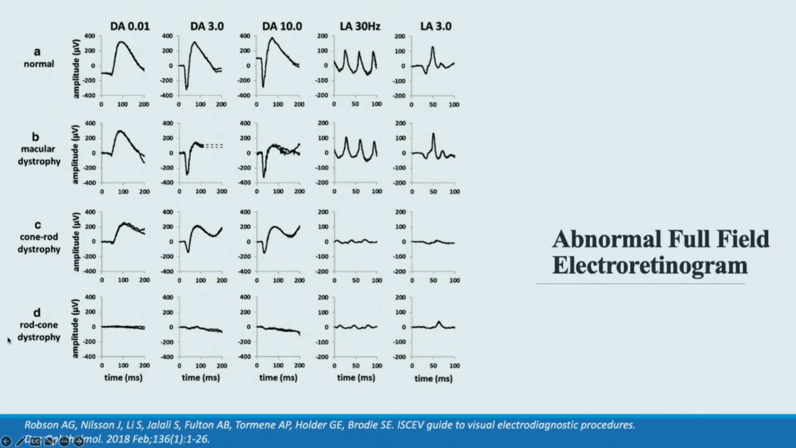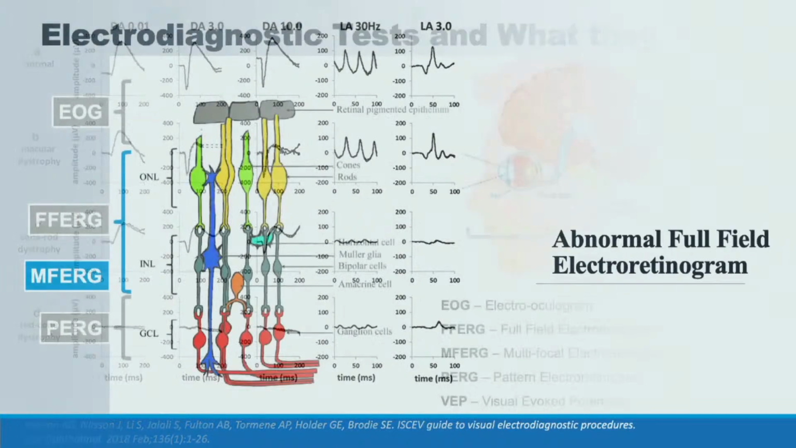And if you have a rod cone dystrophy, where the rods are affected more profoundly than the cones, you have an almost flat dark adapted response but some signals coming in the light adapted stage. So basically, when you are classifying dystrophies, rod cone or cone rod, it is on the basis of your full field ERG, what kind of response you are getting.